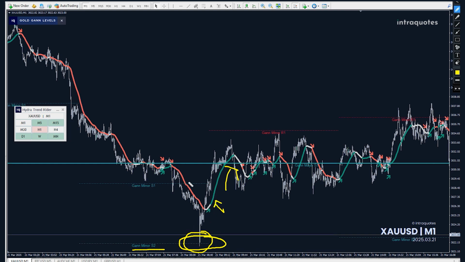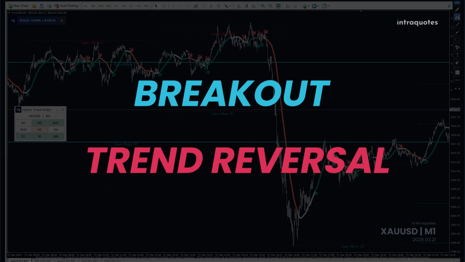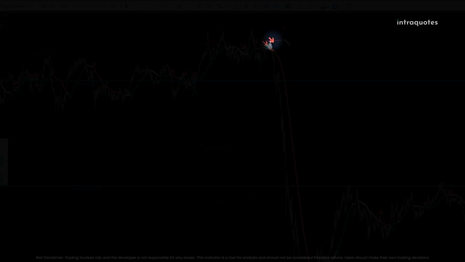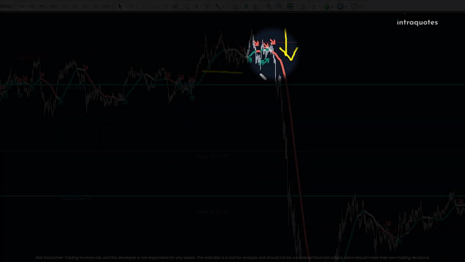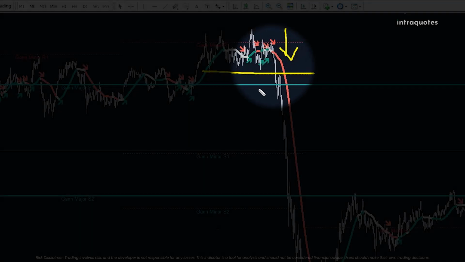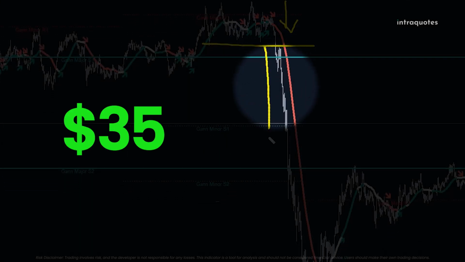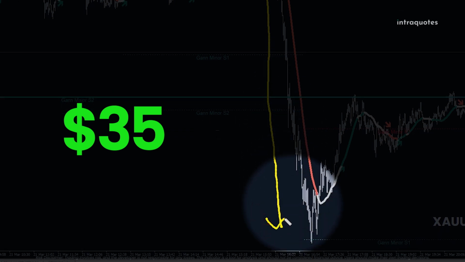But with these gold Gann levels, it sometimes acts so powerfully that after the price accurately hits a particular support or resistance level, the market changes the trend. This indicator is perfect for both breakout and trend reversal trading. You can see Hydra gave a bearish signal here. Gold also broke this level, indicating a downtrend, after which the market just sharply fell by almost $35.